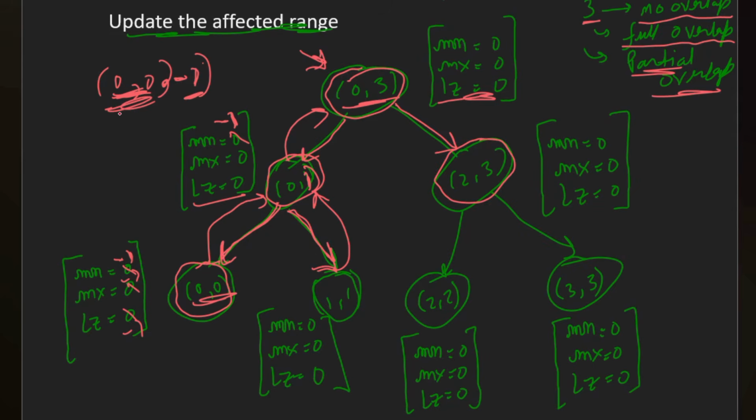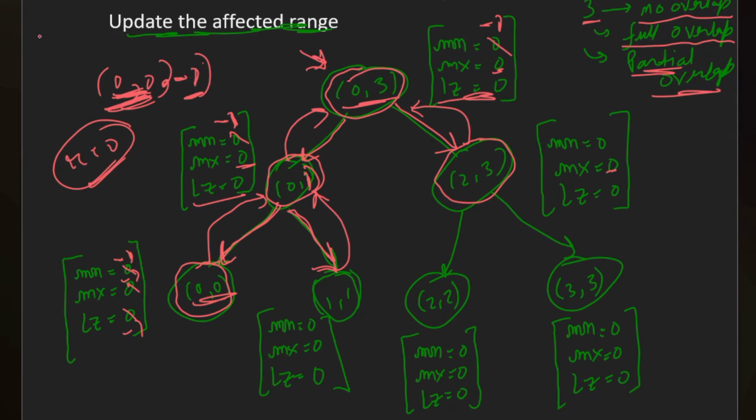2 comma 3 means no overlapping with 0 comma 0, so it will return back, it does nothing. Now again it will also update its minimum and maximum, so it will take minimum from here as -1 and from here as 0, so overall minimum is -1, maximum here 0, here also 0, so maximum of 0 comma 0 is 0. So for this node, for r equal to 0, we have updated the tree, right?